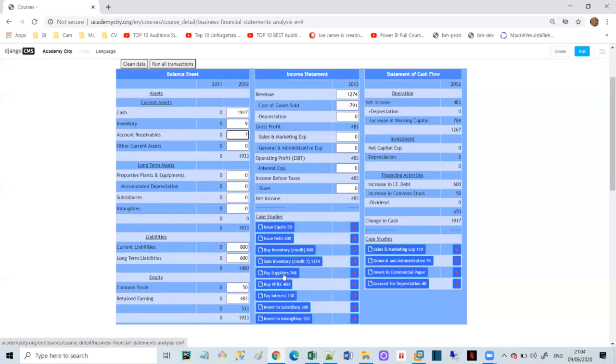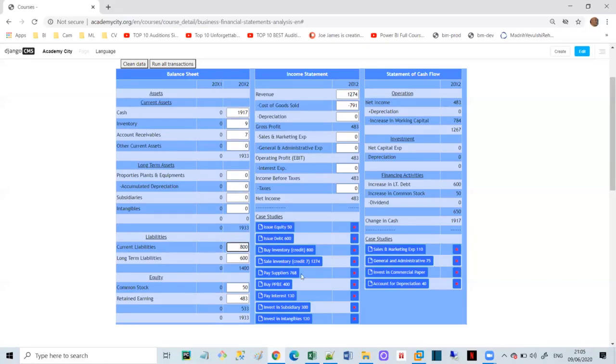Let's see what the fifth one is. What happens when we pay the supplier? We have money now. We owe them 800, but we're going to pay them most of it, only 768. So what's going to happen logically? My cash should go down by that amount because I'm paying somebody, and I will owe them less by the same amount. So this transaction, I expect to reduce the cash and also to reduce the liability.